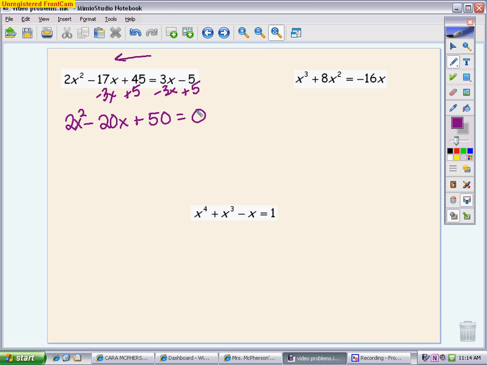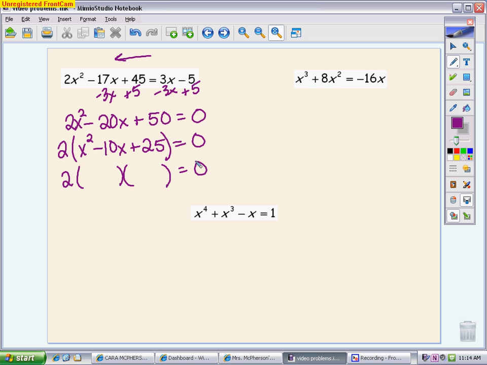First thing I do when it comes to factoring is see if they have a greatest common factor, and this one actually does. Everything can be divided by 2, so I'm going to take a 2 out front, leaving me with x squared minus 10x plus 25 equals 0. The 3 terms that I have left, I'm going to try to FOIL factor. So I'm going to break down my parentheses here.